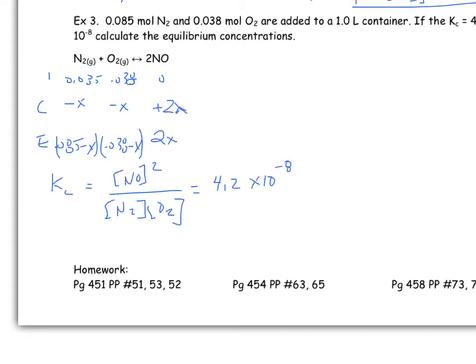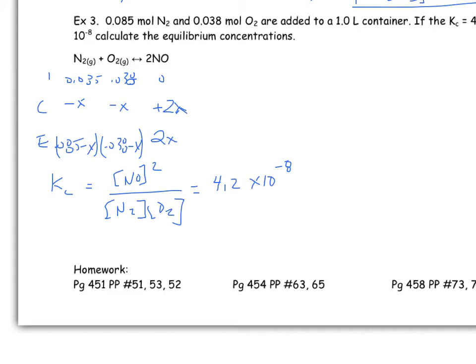Now, looking at this Kc value tells you something about what your answer is going to be. It's 10 to the minus 8. This is incredibly small. This means that the forward reaction very rarely happens. It does occur because the Kc value is bigger than 10 to the minus 10, but it means we're going to have very little NO in our system. So let's see if the amount of NO is going to be significant.